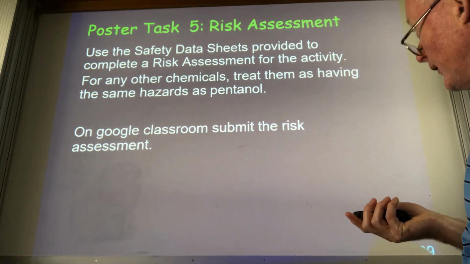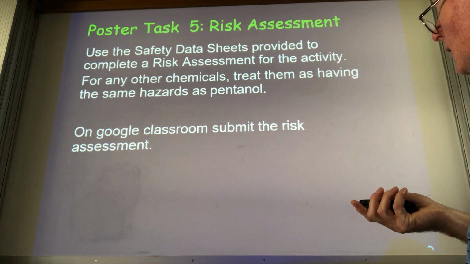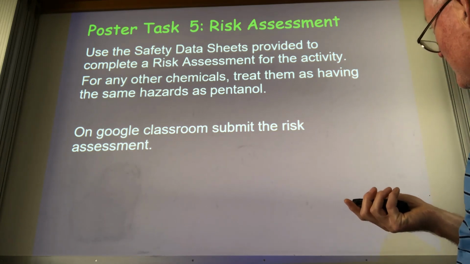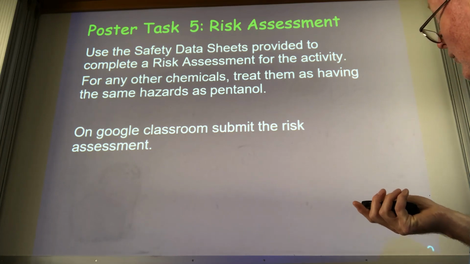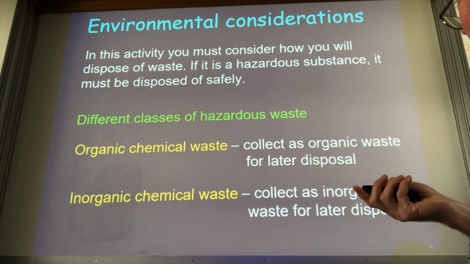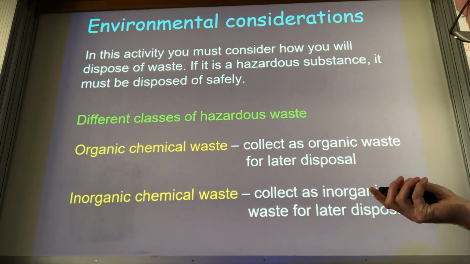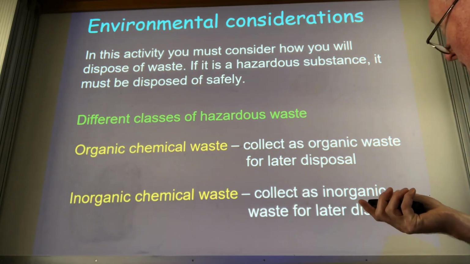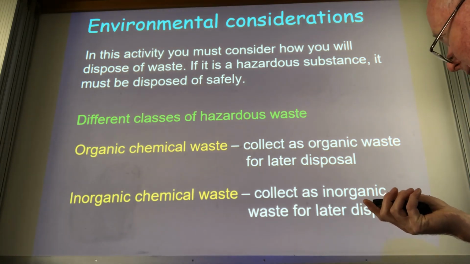So on Google Classroom, I would like you to do the risk assessment in the template that's provided, using the information about the chemicals that is attached, and submit it. For environmental considerations, you need to mention how you are going in your method. You need to mention how you're going to dispose safely of any wastes.